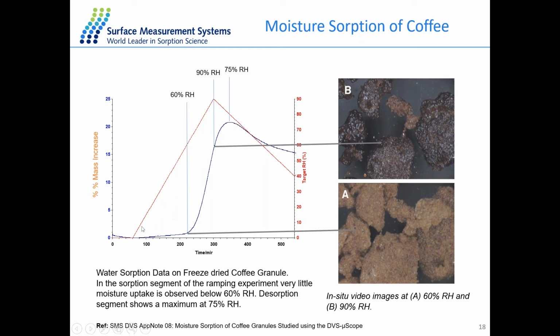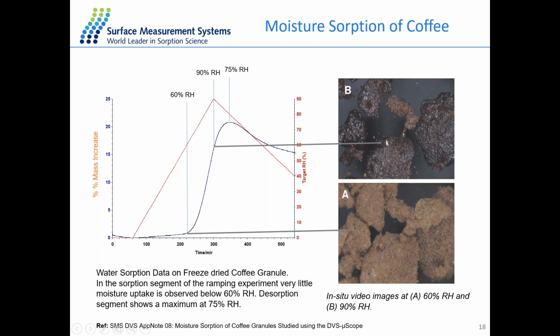And the result here shows during the sorption step, the sample is quite stable before 60% RH here. There is not much uptake in the mass plot. But after 60% RH, there is a sharp increase. And at 90% RH here, in combination with the video camera, we took the sample images at 90%.